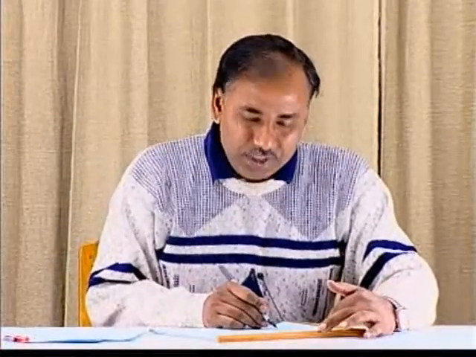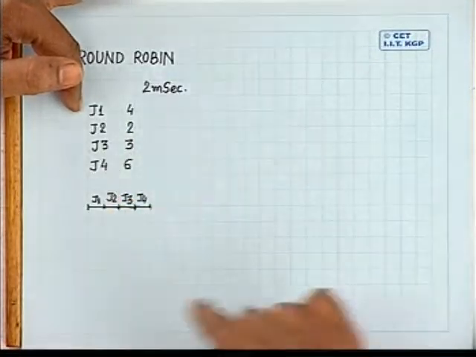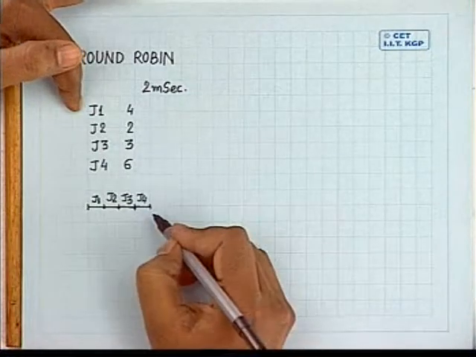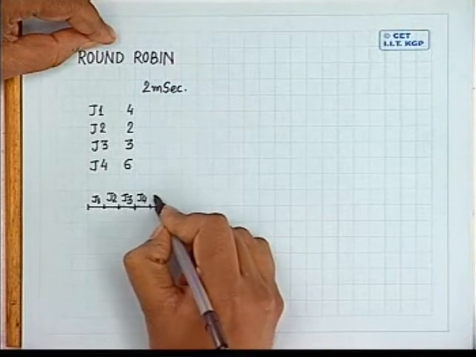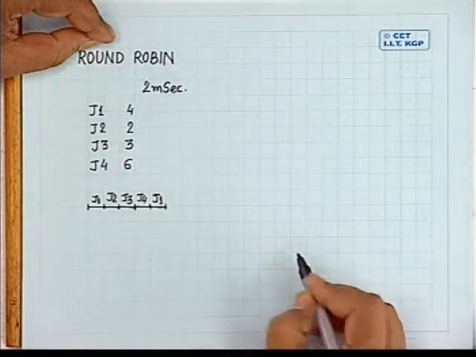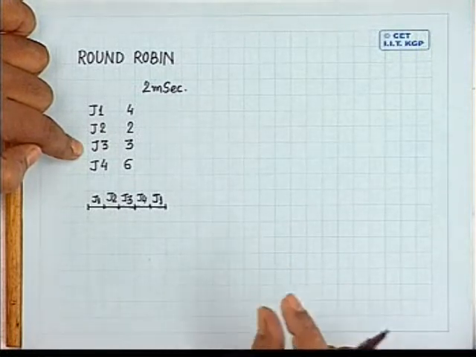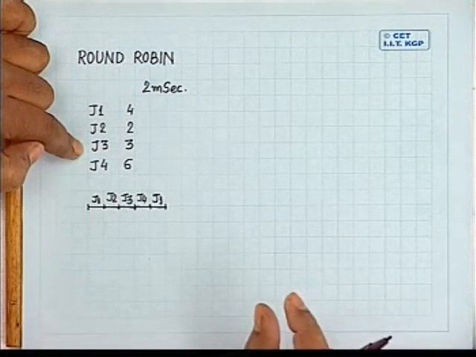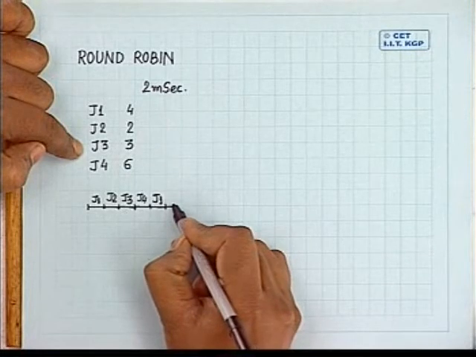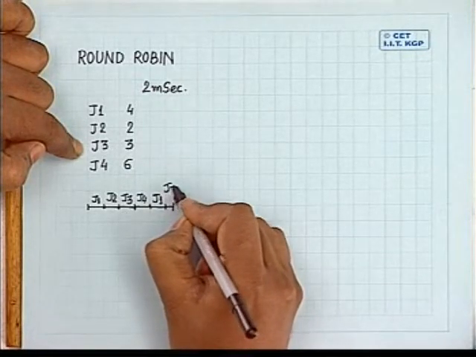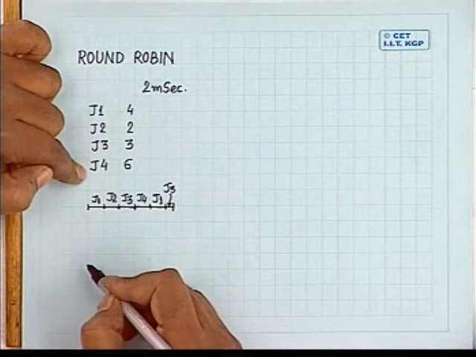So after job J4 has completed 1 time quanta, I come back to job J1 because this is moving in a circular direction. Job J1 is waiting for its remaining CPU burst of 1 time quanta. So job J1 will be completed. Then comes job J3, which is waiting for a remaining CPU burst of 1 millisecond, because out of 3 millisecond, 2 millisecond is already complete. So job J3 will be executed for 1 millisecond, and after that job J4 will be taken up for execution.